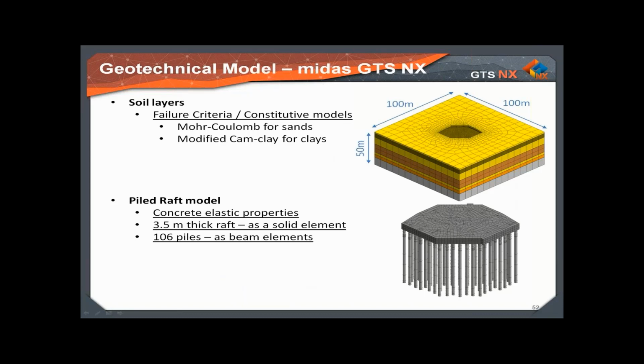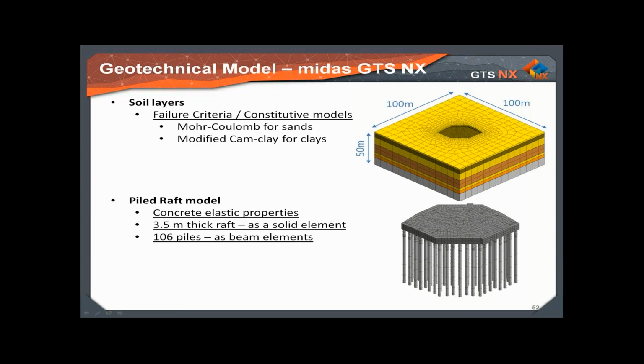Going on to the geotechnical model inside of Midas GTS NX, soil meshes were created in a square, 100 meters on each side with 50 meters of depth. Soil layers were created based on the type of soil and resistance. For this case, we have created 7 different layers.